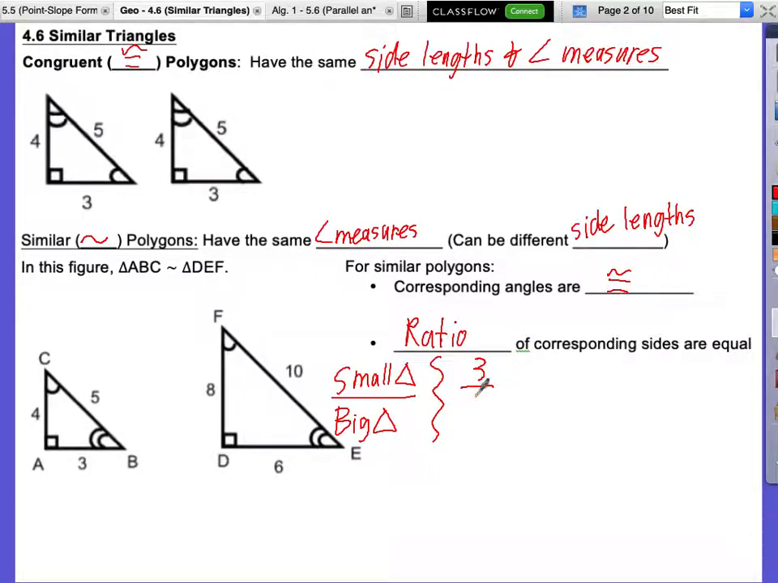DE with a length of 6. And we'll say that the ratio of these two corresponding sides will be equal to the ratios of the other pairs of corresponding sides as well. So who can give me another ratio for corresponding sides?